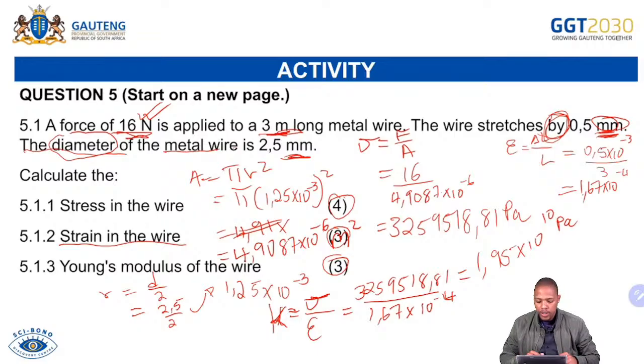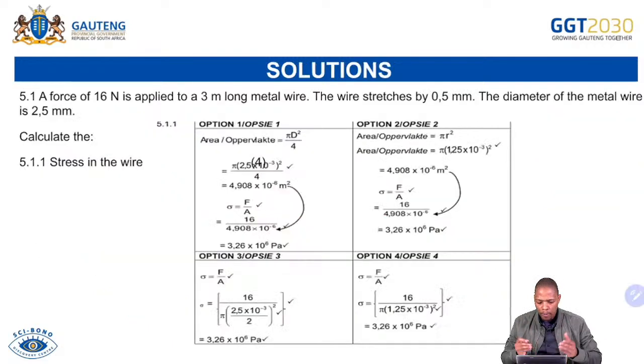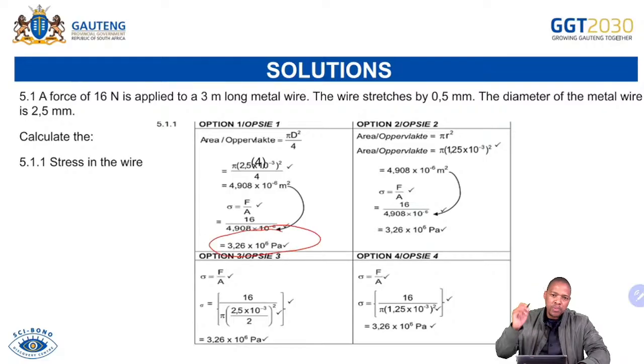So this is what I expected you to do, and this is how I expected you to answer these questions, grade 12, right? I hope you were able to get these marks. Now, before I move on to hydraulics, let's look at our solutions. Here, as we calculated, it is 3.26 times 10 to the power 6. It is written in scientific notation, but trust me, the answer is the same as the one that we got, okay?